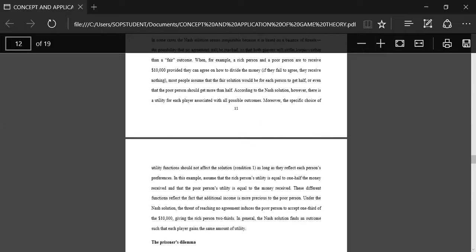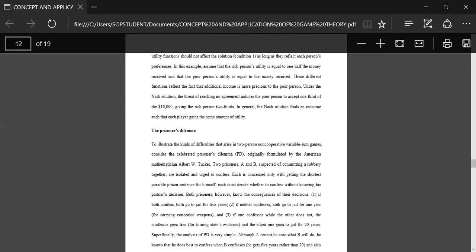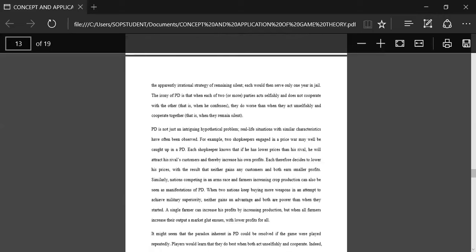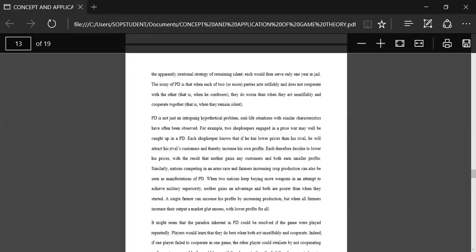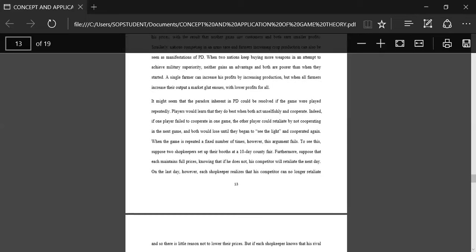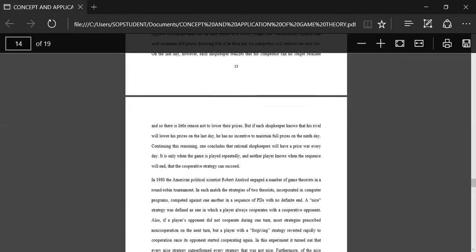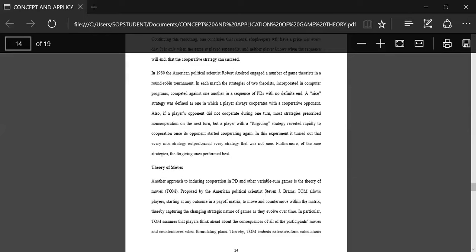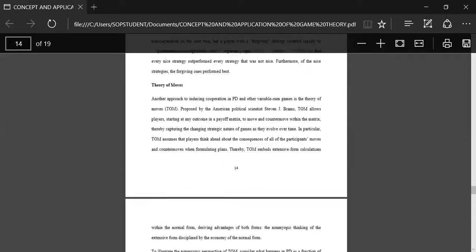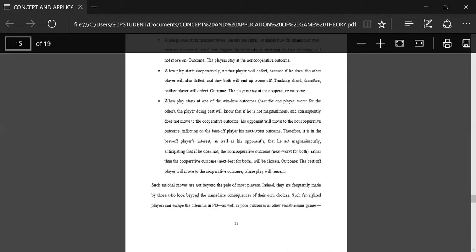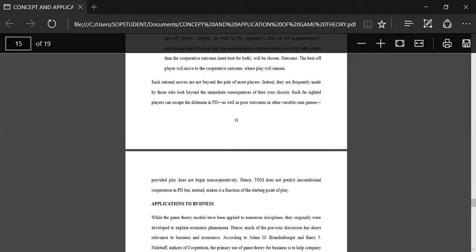And some business insights under game theory: cooperation and competition. Cooperation can expand the market. For example, Microsoft and Intel. While competition enhances differentiation. For example, Coke and Pepsi.